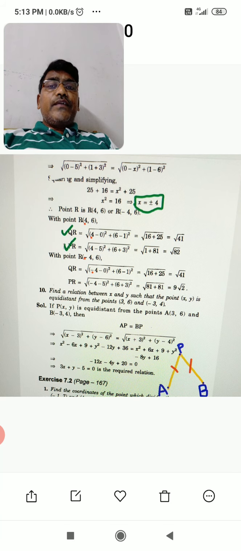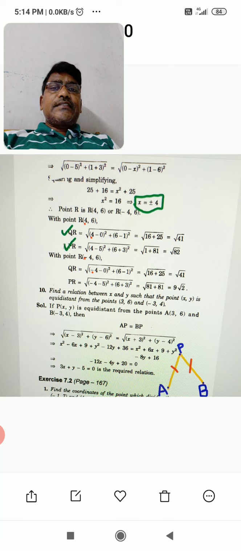So after removing the square root, you apply the A minus B formula and the A plus B formula according to the plus and minus. Here x minus 3 whole square is A minus B whole square, that is x square minus 6x plus 9. Y minus 6 whole square is y square minus 12y plus 36. This is AP. And for BP, A plus B whole square we apply for x plus 3 whole square, so x square plus 6x plus 9, plus y minus 4 whole square, which becomes y square minus 8y plus 16.